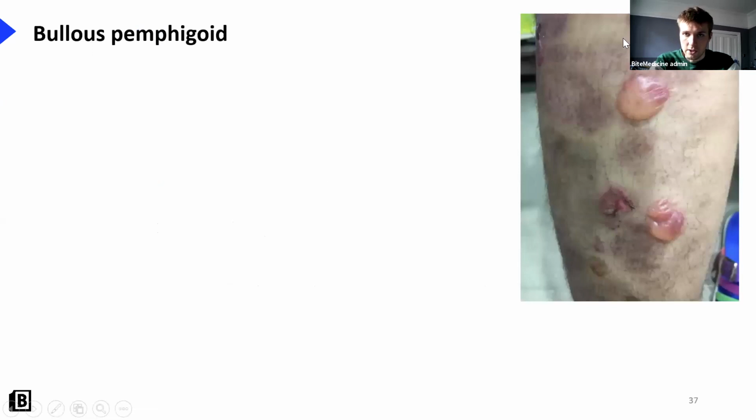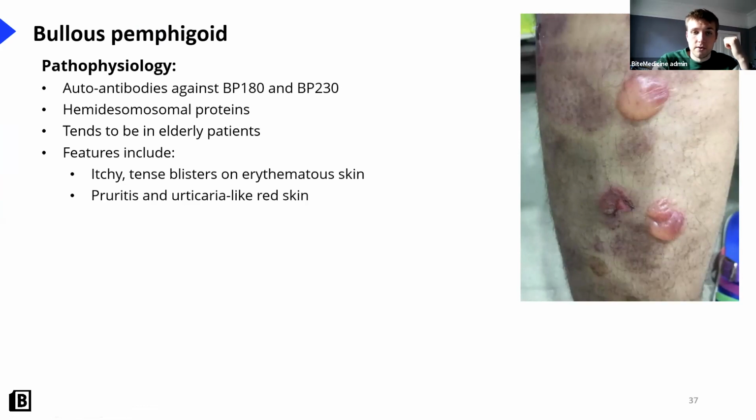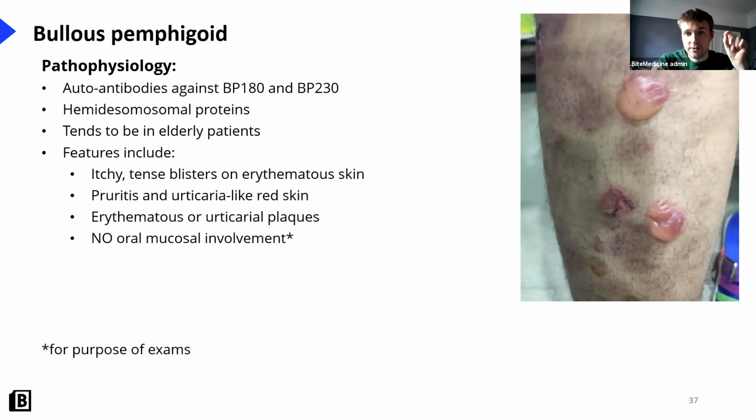Bullous pemphigoid. This is how it looks. You can see these tense fluid-filled blisters here. We've already said the autoantibodies tend to occur in elderly patients, itchy blisters, red skin. You can have an urticarial-like rash. The key thing to mention here is for the purpose of your exams, patients will not have oral mucosal involvement. In truth, up to half of them can, which is really unhelpful as to why we're teaching this otherwise. But for the purpose of your exams, classically in the textbooks, bullous pemphigoid, as a means of differentiating it from pemphigus vulgaris, does not have oral mucosal involvement.